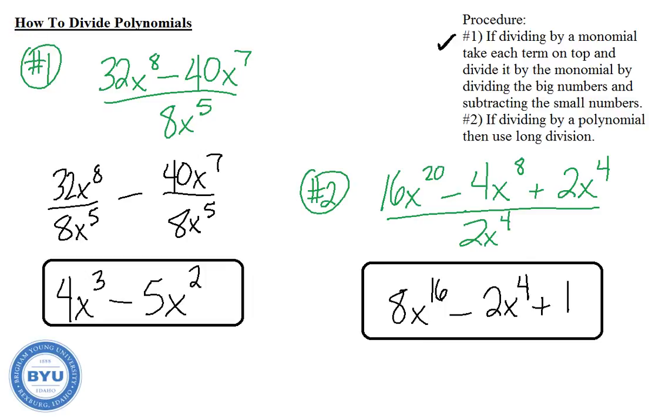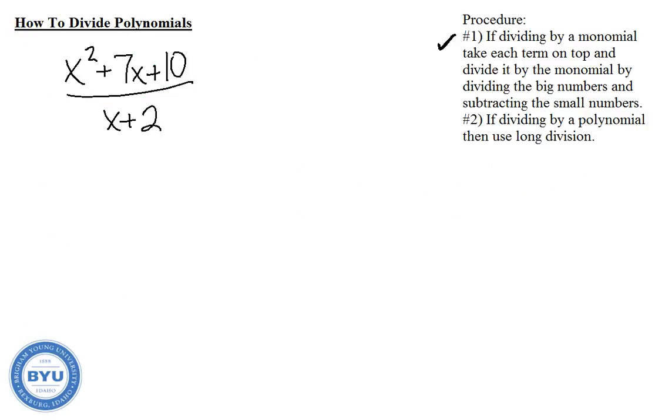Okay, that's the first type of problem. It is possible to divide a polynomial by another polynomial. Notice that we have a 3-term polynomial divided by a 2-term polynomial. In this situation, you can't do what we did in these first types of problems. It's a different type of problem. We need to use what is called long division.